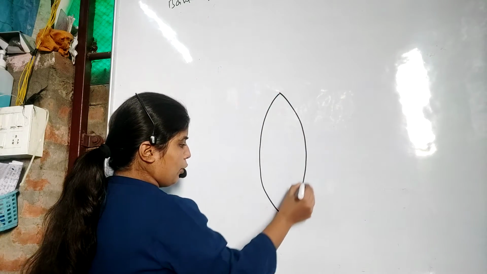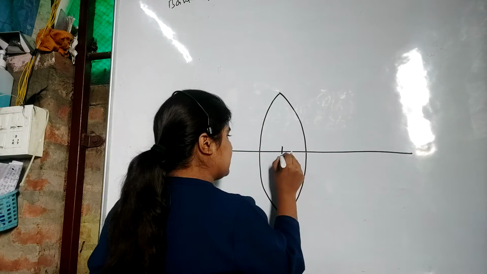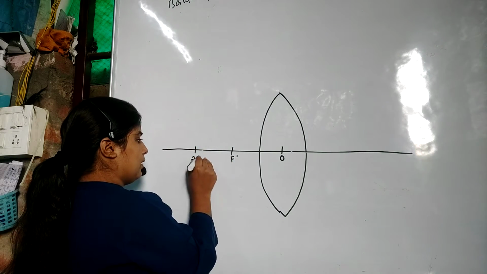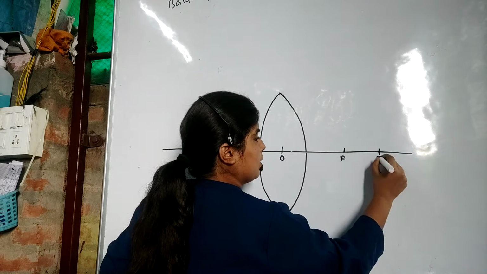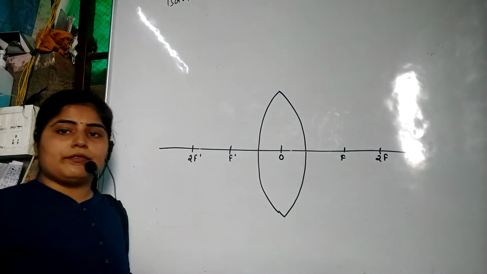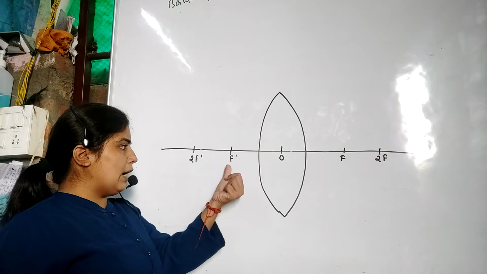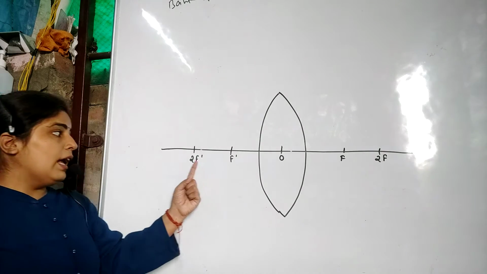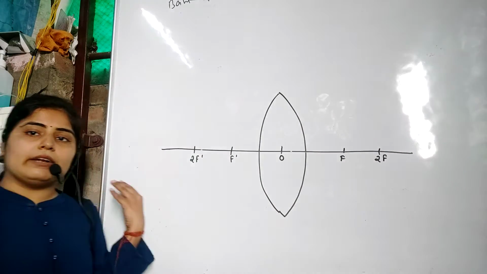So firstly I am going to place the object in between the optical center and the focus. So in between the O and the F dash. Place the object at different positions, just like in between the optical center and the focus, at focus, between the focus and 2F dash, and after that, beyond 2F dash, at infinity.